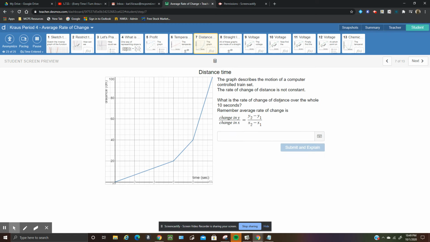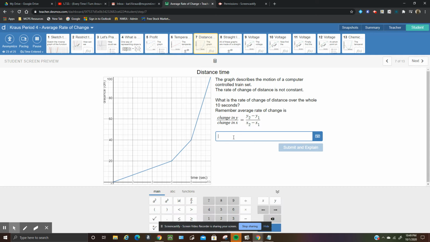All right, the graph describes the motion of a computer-controlled train set. The rate of change of the distance is not constant. What's the rate of change of distance over the whole 10 seconds? Remember, the average rate of change is y2 minus y1 over x2 minus x1. So the 2 points that we're going to look at over the whole graph here are (0, 0) and (10, 100).